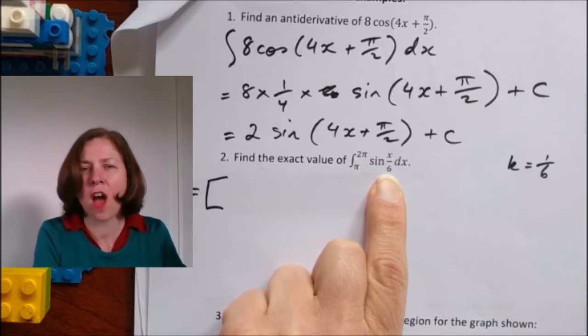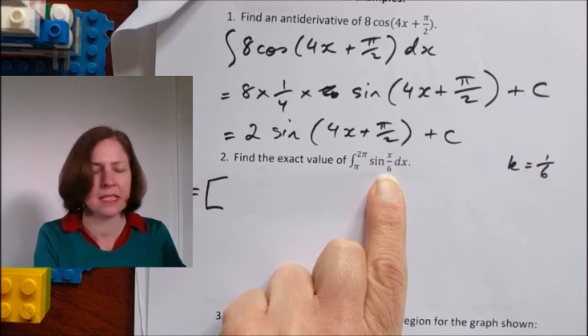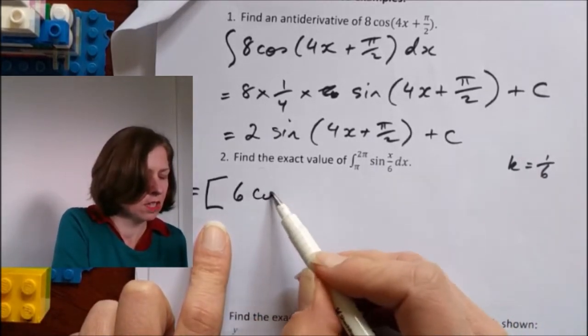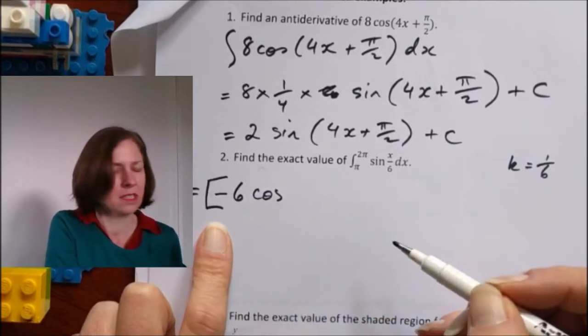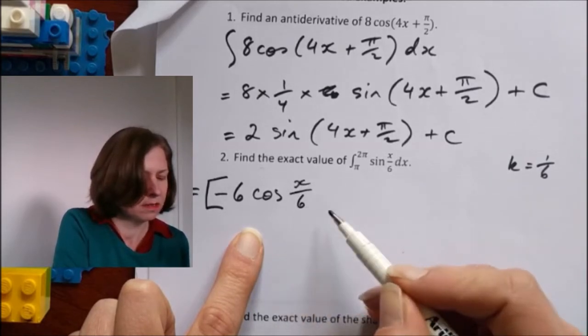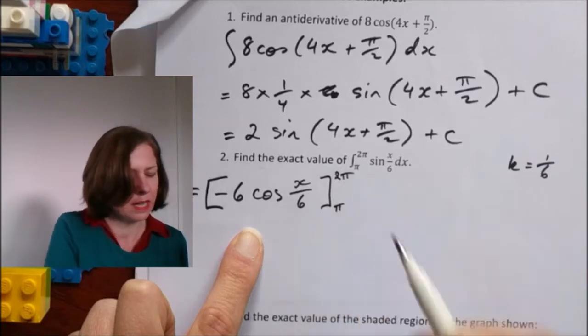So if I divide by 1/6, it's going to be the same as multiplying by 6. So I'm going to have 6 cosine, oh, and it's going to be negative. Negative 6 cosine of x on 6. And I'm going from pi to 2 pi.